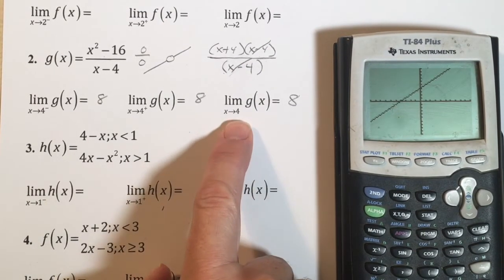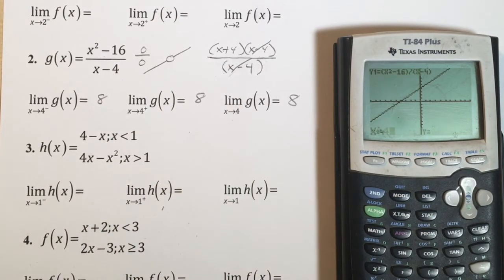We're evaluating the limit as x approaches 4. When I trace 4, this function is undefined at 4 because it has a hole in it at 4. At 3.999, it's essentially 8. At 4.001, it's essentially 8.